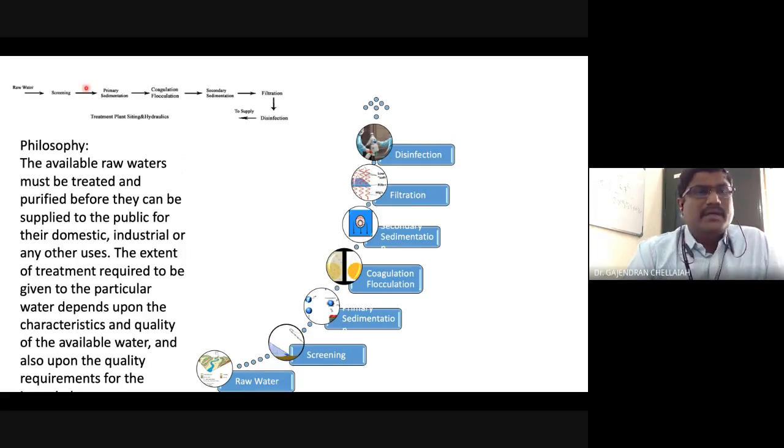Okay, so these are the stages. First we will have the raw water, which, as I said earlier, may be sourced from surface or ground sources. Then the very first treatment system in water treatment is screening, where we take care of all the floating matter. And then it goes to primary sedimentation.